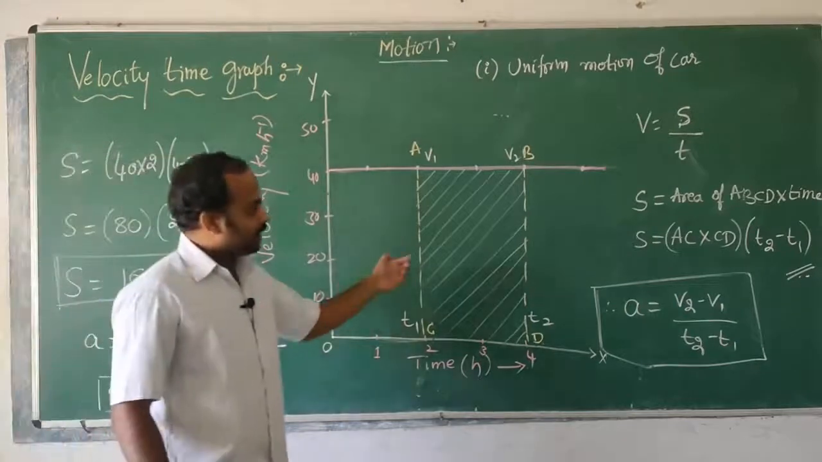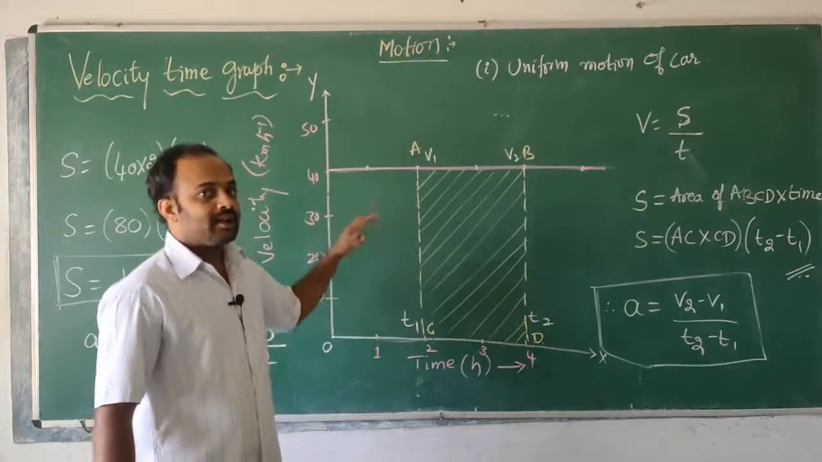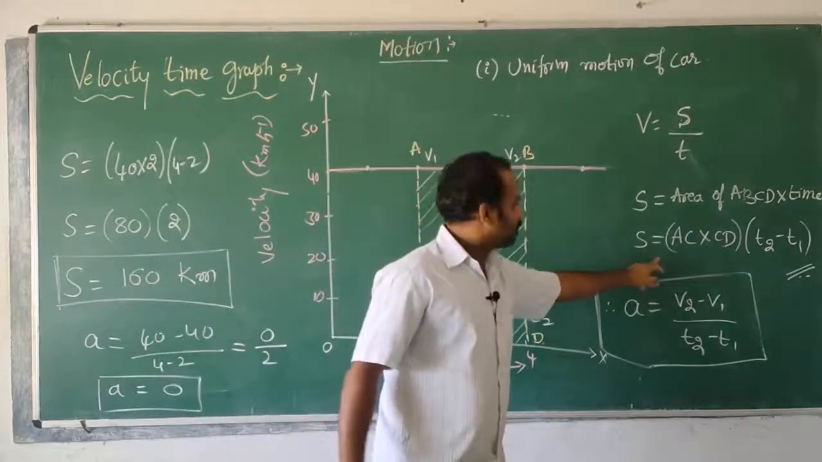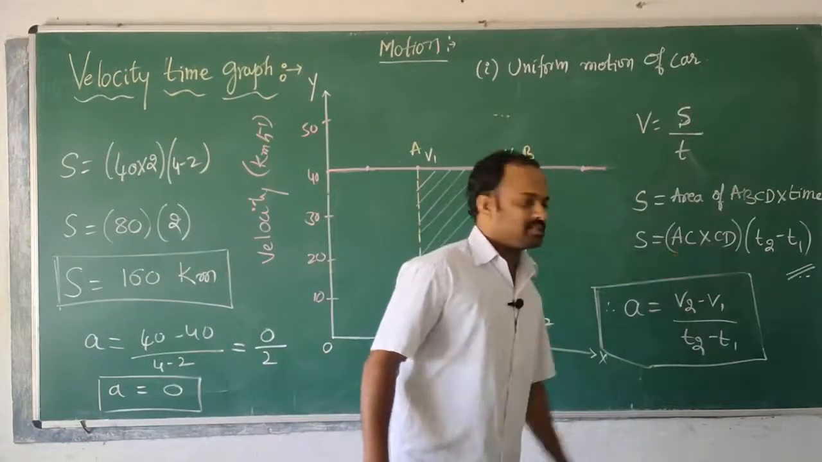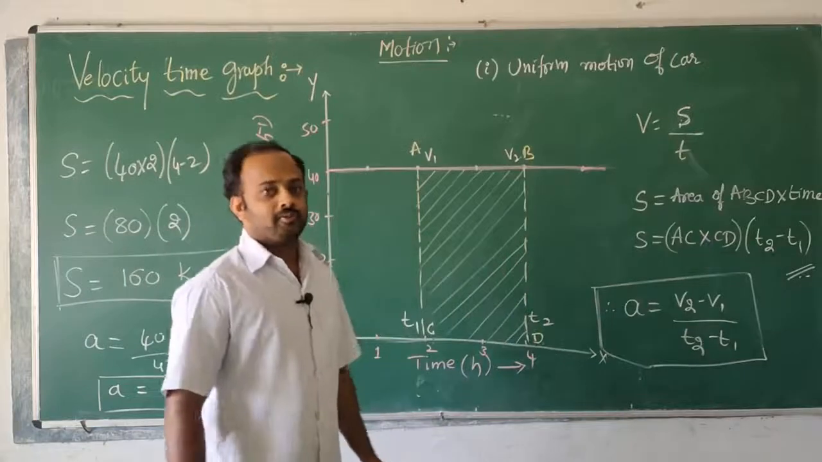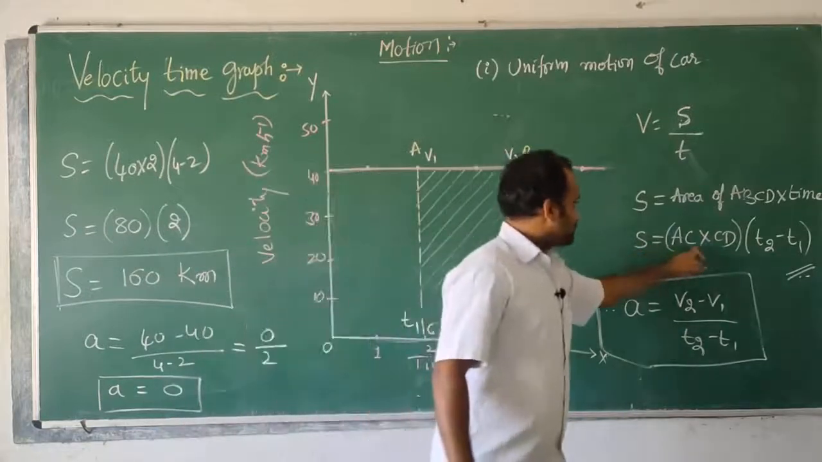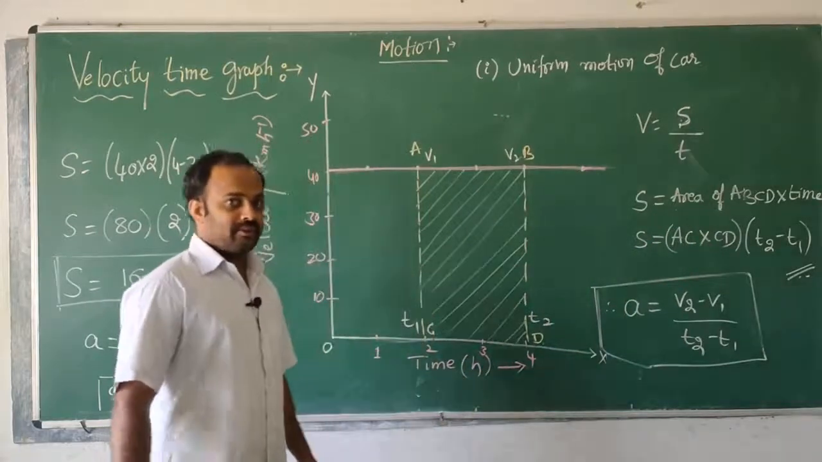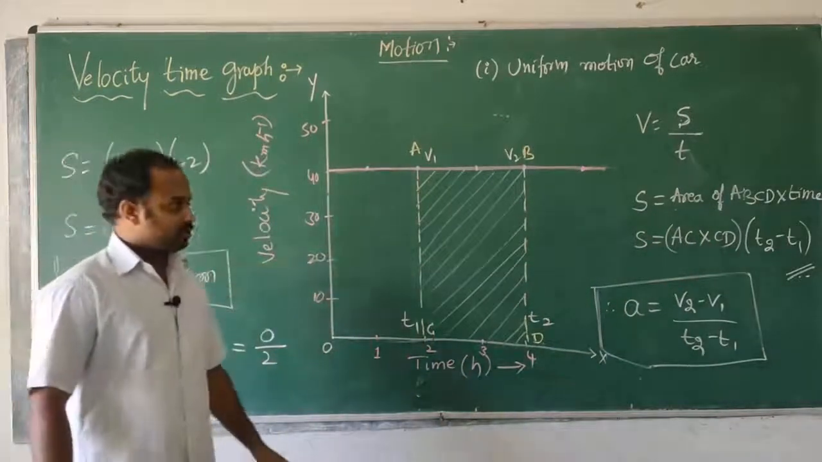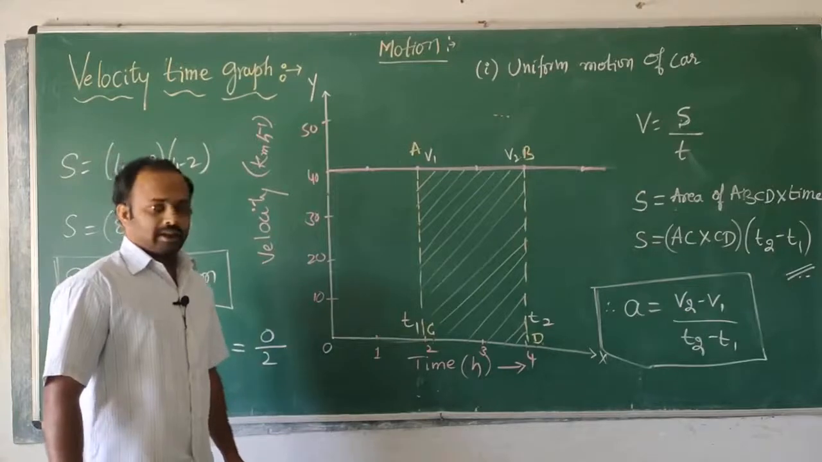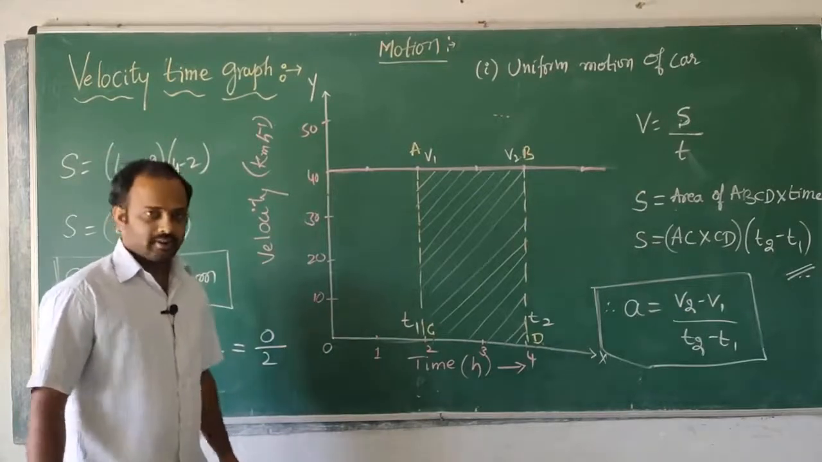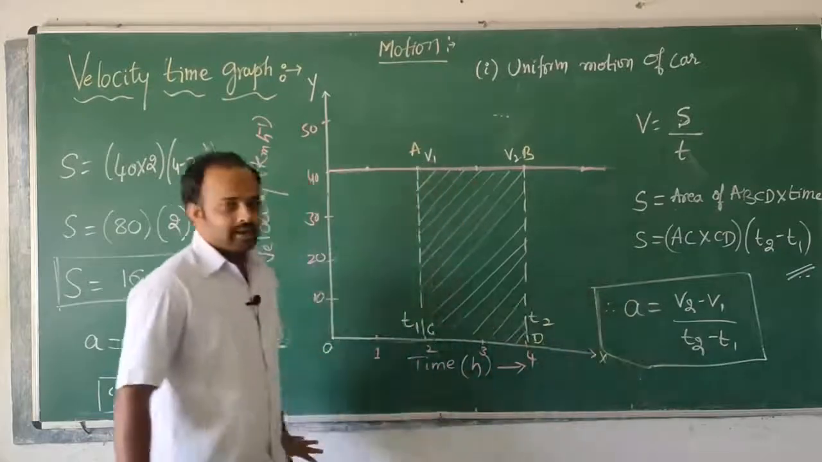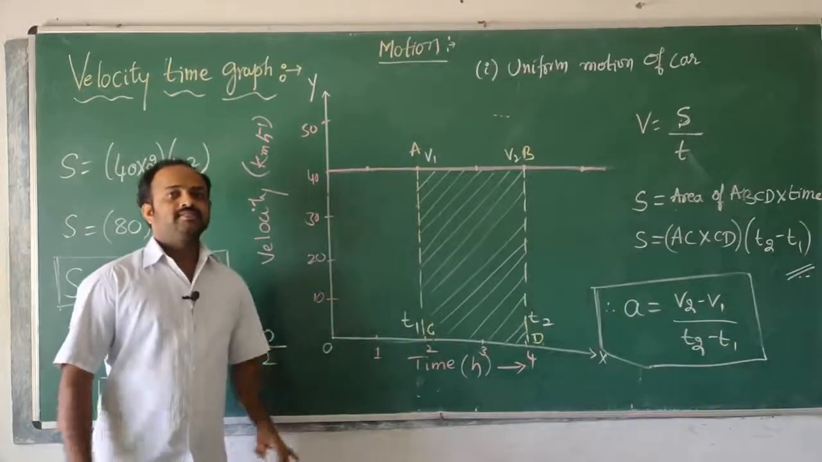So what is the equation for finding the distance from a velocity time graph? That is S equal to AC into CD into bracket T2 minus T1. AC into CD is nothing but the area of a rectangle. You can also find the acceleration. That equation is V2 minus V1 divided by T2 minus T1.